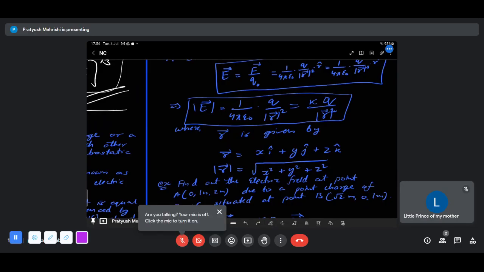Find out the electric field at a point at 0, 1, 2. Sir, hello, sir. Yes, what is the answer? It is minus 22.5 into 10 cube into minus root 2 i plus j plus k. Right.